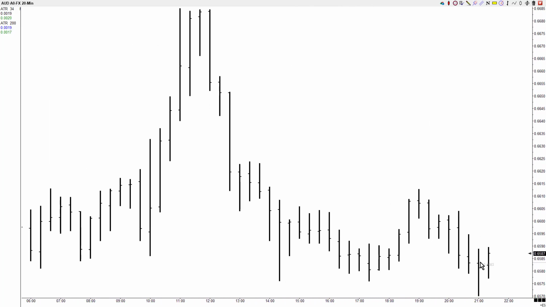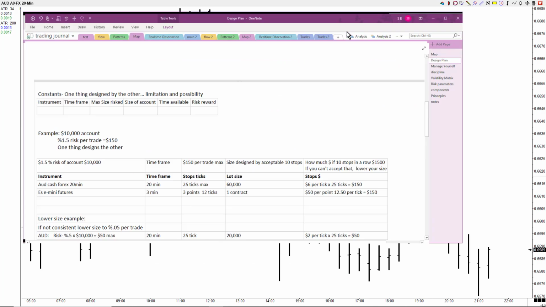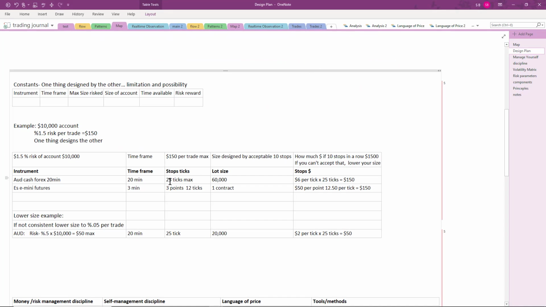So all we're going to do is take that 20 and double it. This is back of the envelope. You need to do a longer presentation to fine-tune this, but back of the envelope, if you take the 20 and double it, this will become 40 ticks max. Then obviously your size would adjust.